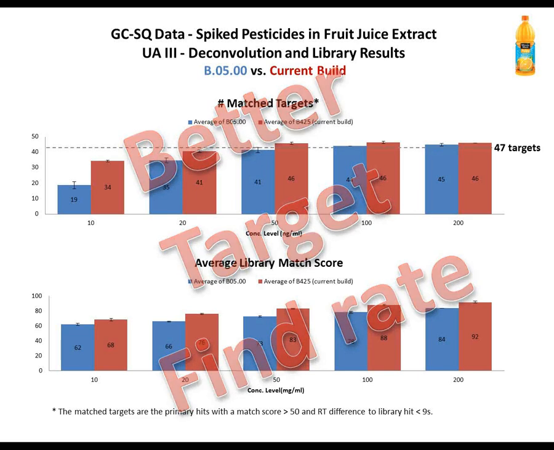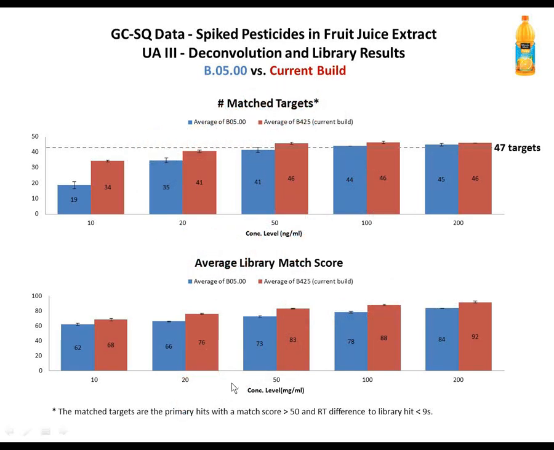With unit mass, this compares the one pass through deconvolution versus multi-parameter and best hit technology. And you can see the number of matched targets, especially at the low end of the concentration, increases significantly. That's almost 2x, less so on the high end. And if we look at the evidence of the average library match score, every case shows that the library match score is increased in the right direction.